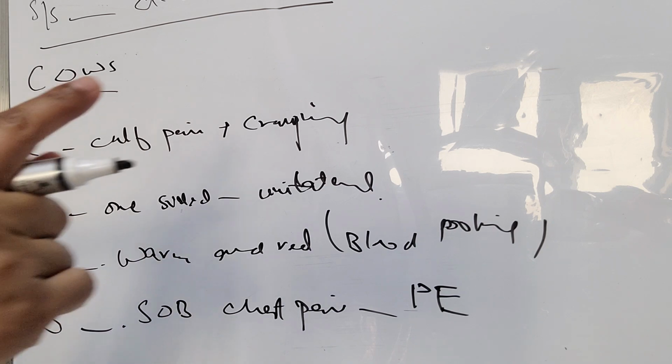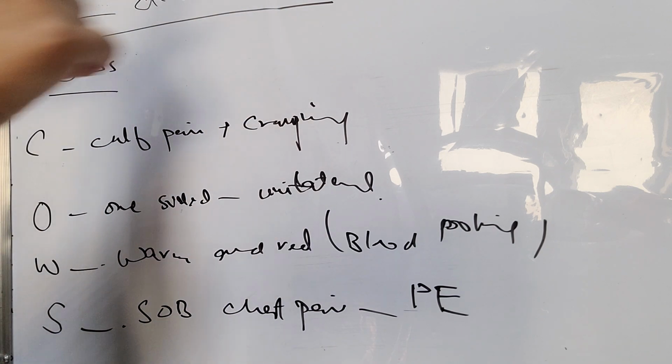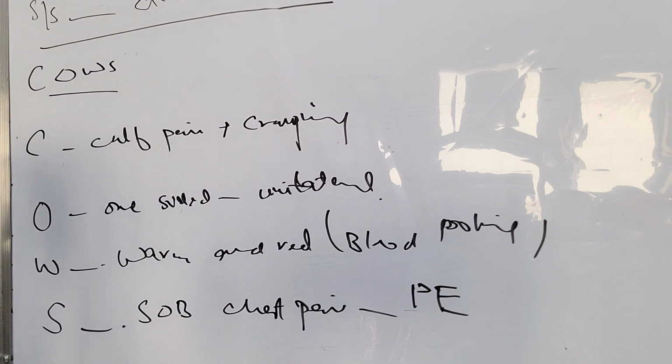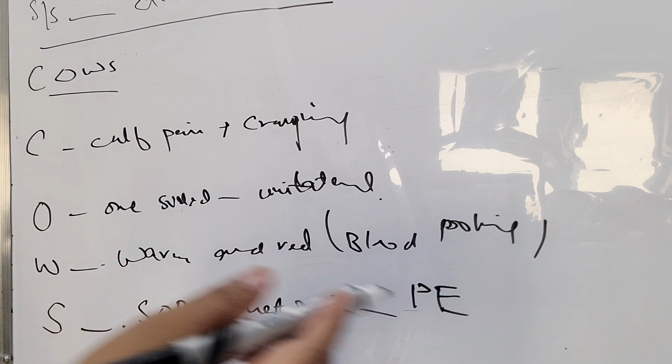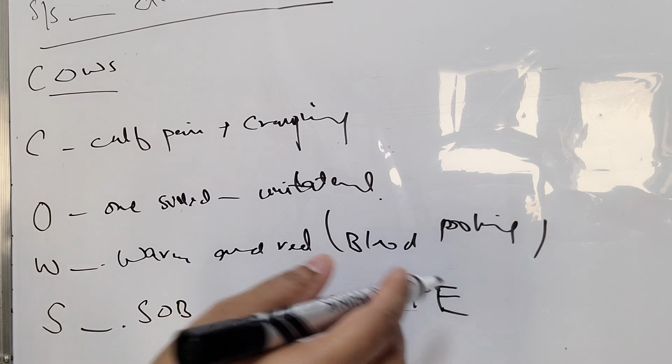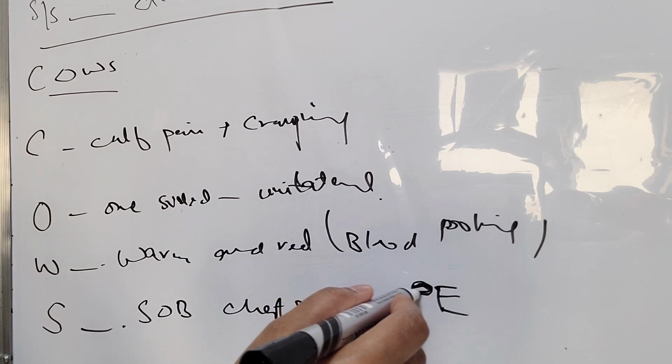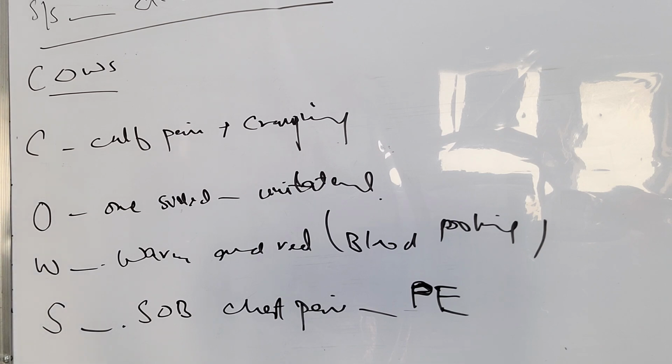This is the main complication of deep vein thrombosis, because if the thrombus travels to other parts of the body, for example the lungs, it will cause pulmonary embolism. This is a medical emergency. We should inform the healthcare provider immediately.